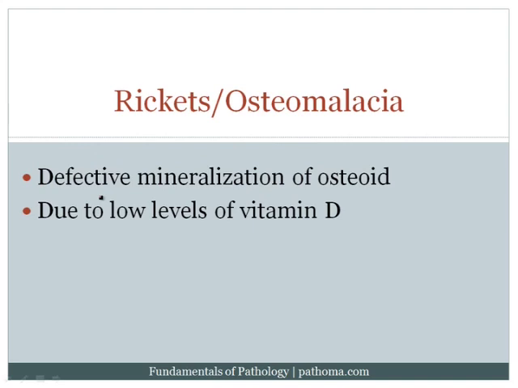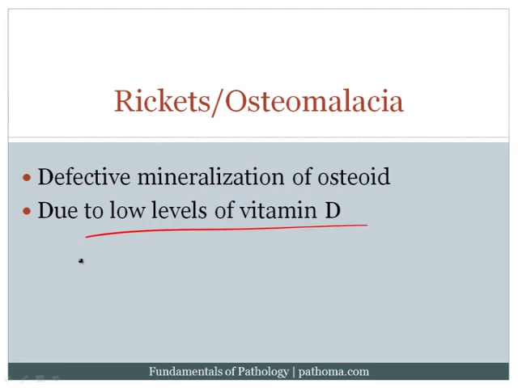The next two disorders are rickets and osteomalacia, and in both of these disorders you have defective mineralization of osteoid. Now let's go back and remind ourselves that the osteoblasts lay down bone. However, they don't produce bone, they actually produce a material called osteoid. That osteoid then gets mineralized by calcium and phosphate to produce the final bone. And so in rickets and osteomalacia, this mineralization process is defective.